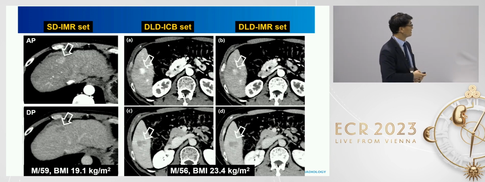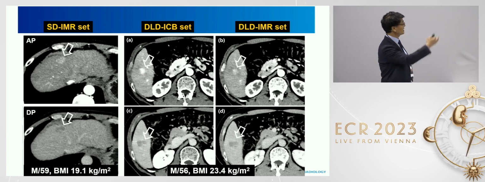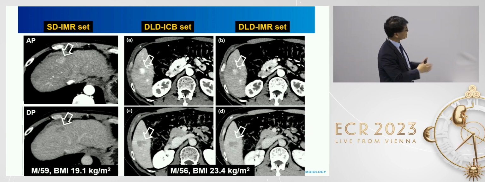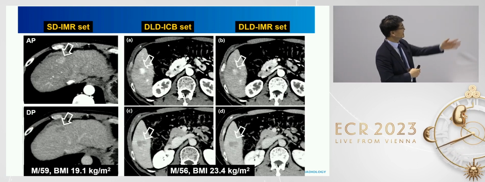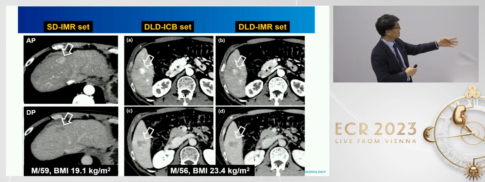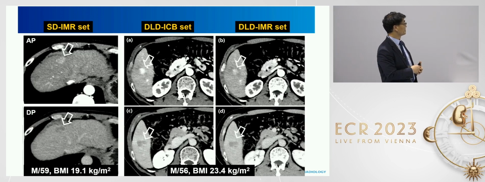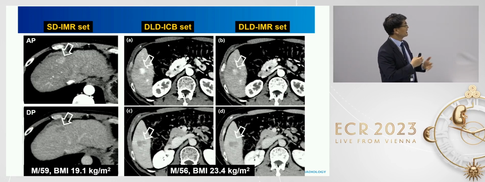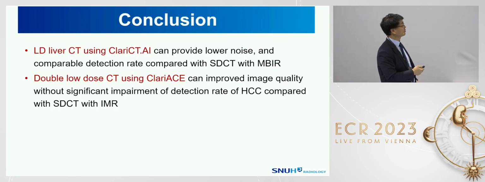Here are the examples. In the left column, standard dose IMR images. In the middle, you can see double low dose iodine boosting ClariACE processed images. And the right column is the double low dose IMR image set. You can see that the patient's BMI is similar. And you can see the ClariACE reconstructed double low dose CT images are better in terms of lesion conspicuity.